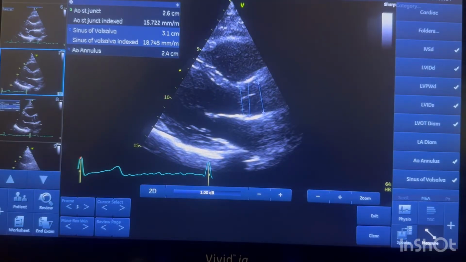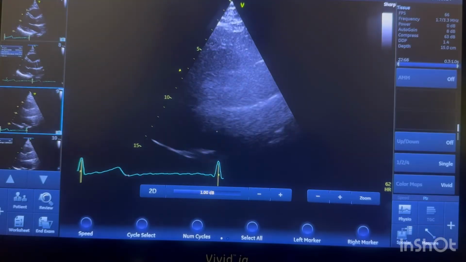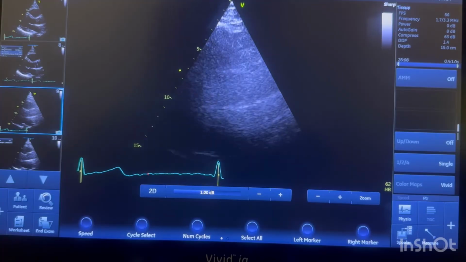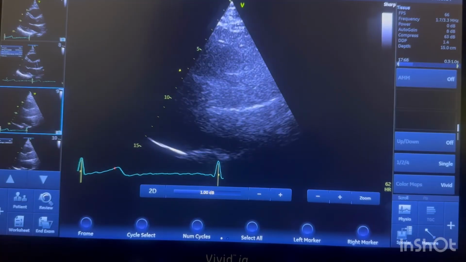You are going to measure these 3 dimensions in peak diastole, okay? At the R wave, when your aortic valve is about to open but still closed. So you will measure these 3 dimensions when your aortic valve is closed, okay? Then I went a little bit above. This is the high left parasternal view, okay? For the ascending aorta, I freeze it.